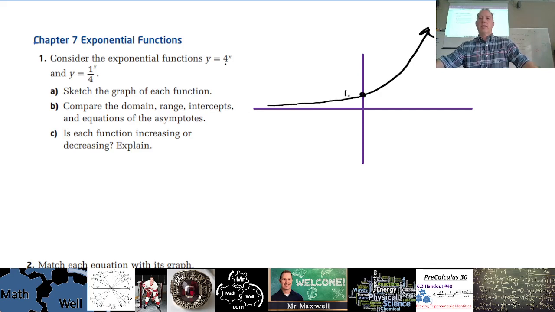This is always 0, 1, right? And 1/4 to the x is 1 over 4 here. So this is a similar function, but it is a decreasing function. So it's kind of symmetrical here. I'll draw that as symmetrical as I can.